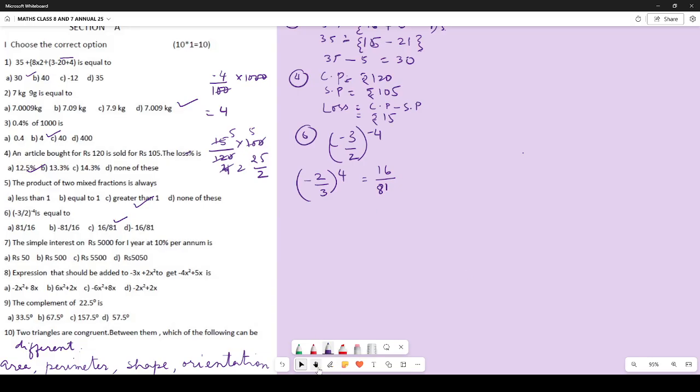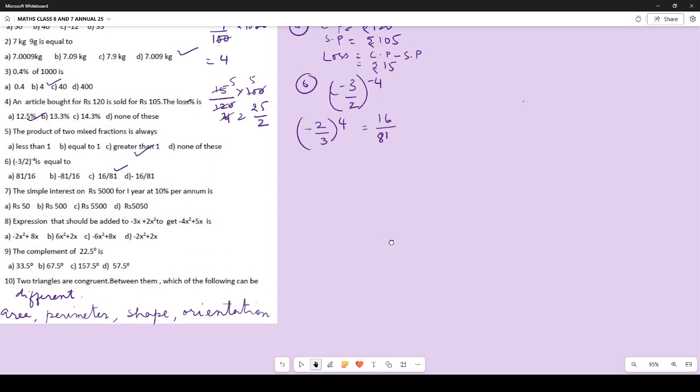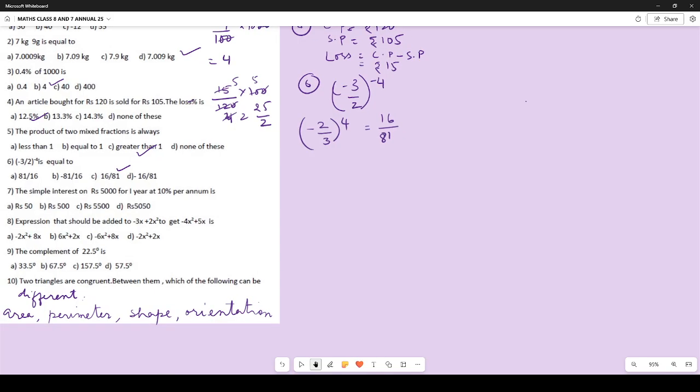The simple interest on rupees 5,000 for 1 year at 10% per annum. So what are we calculating? We are calculating SI. The formula for SI is principal into rate into time by 100, right? So you get simple interest is rupees 500. So the correct option is this.